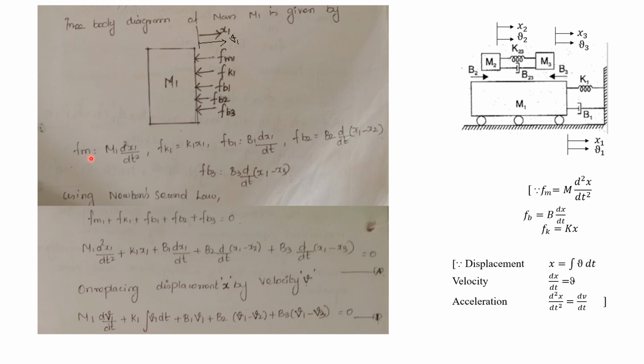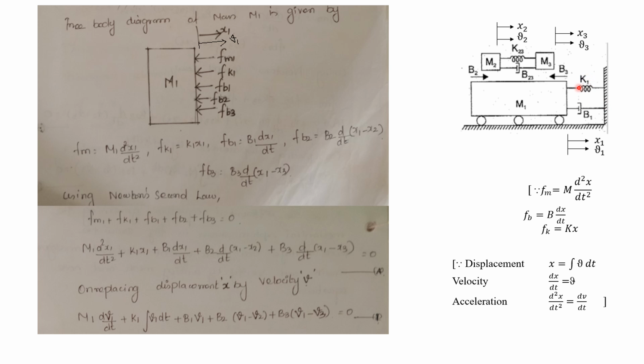Fm1 will be equal to m1 into d square x1 divided by dt square. These are all the formulas used for finding the opposing forces. The value of Fm will be m into d square x by dt square. So here it will be m1 into d square x1 divided by dt square because the output here is x1. Now the next opposing force will be Fk1.